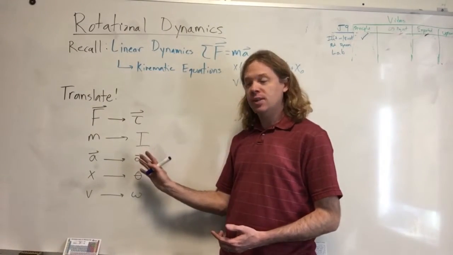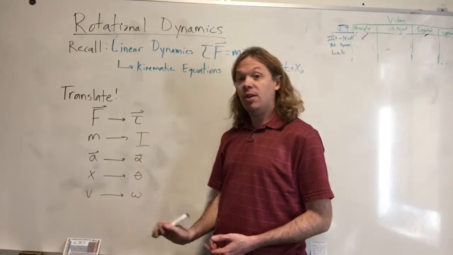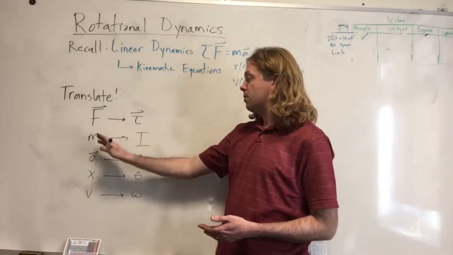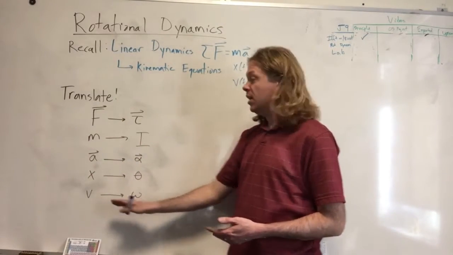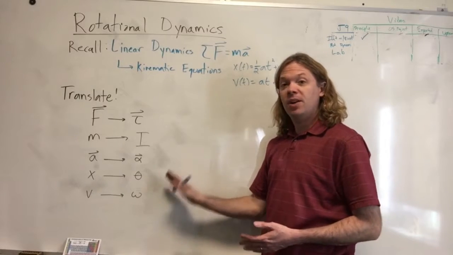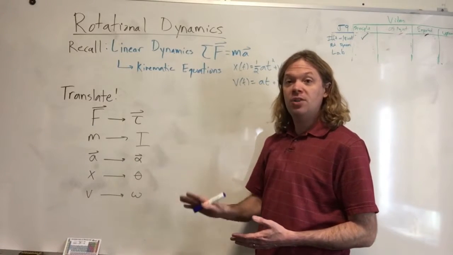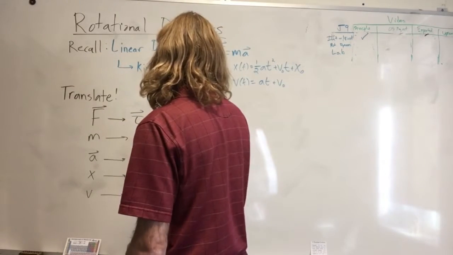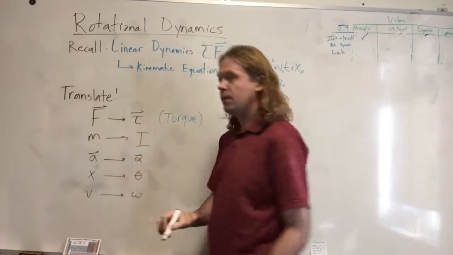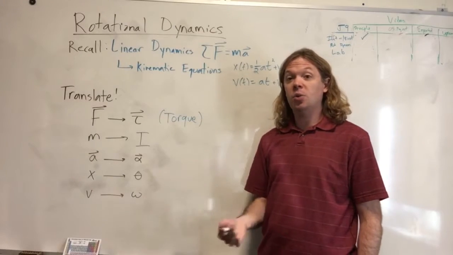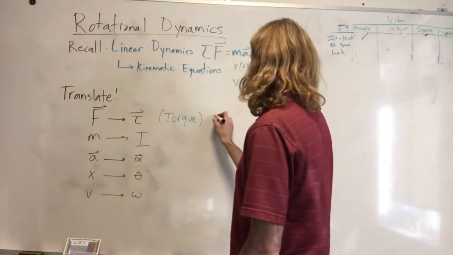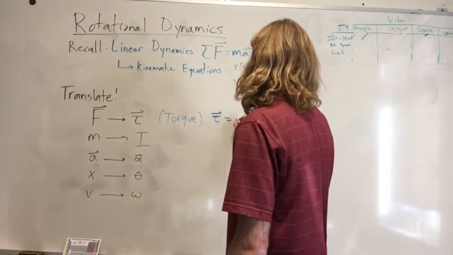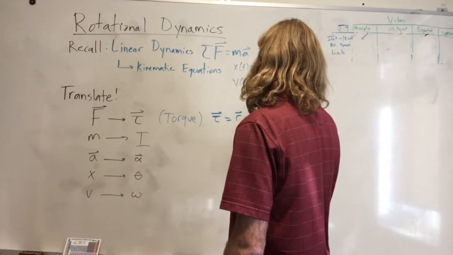So here is the translation. On the left-hand side here, I have all of our linear quantities: force, mass, acceleration, position, and velocity. And on the right-hand side, I have their corresponding rotational quantities. So the first one is torque. Recall that we can also write torque in terms of forces as r cross F.